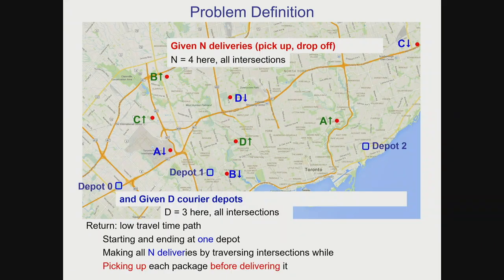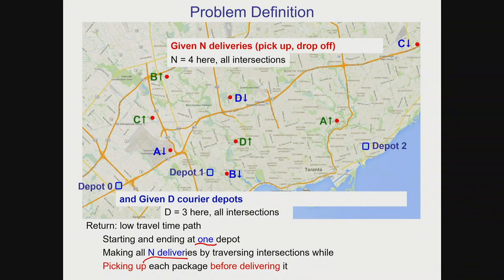Okay, so what are you trying to do? You are trying to find a low travel time path that completes all of these deliveries. So you have to start and end at one depot, but you get to pick. So in the problem I've shown you here, there are 3 different places you could go to get a truck. You pick which one you want to use. If you get it from a depot, you return to the same one. You have to make all N of these deliveries. And the way you make a delivery is you just traverse the intersection.